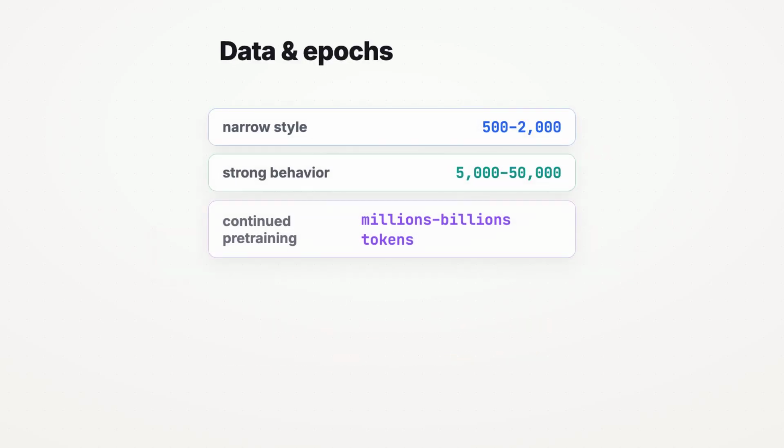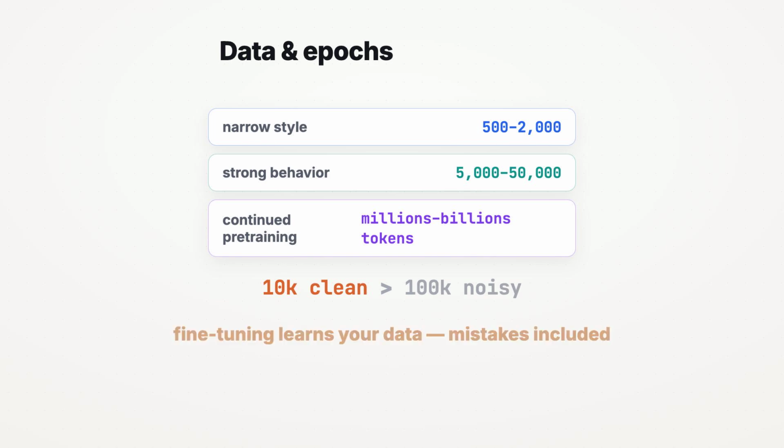One warning, more training isn't always better. A narrow style might need 1,000 great examples. Strong behavior, tens of thousands. Start with one epoch, check your validation, and keep going only if it improves. 10,000 clean examples beat 100,000 messy ones. Fine-tuning learns your data's patterns, mistakes and all.